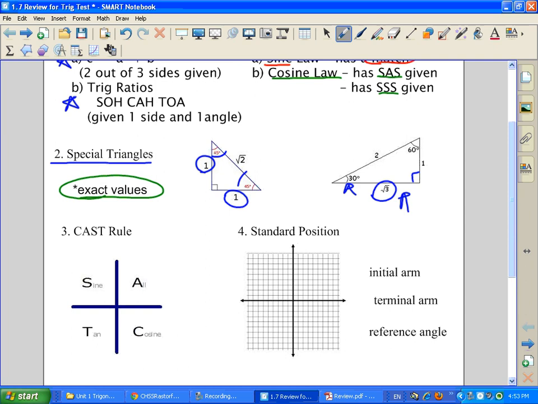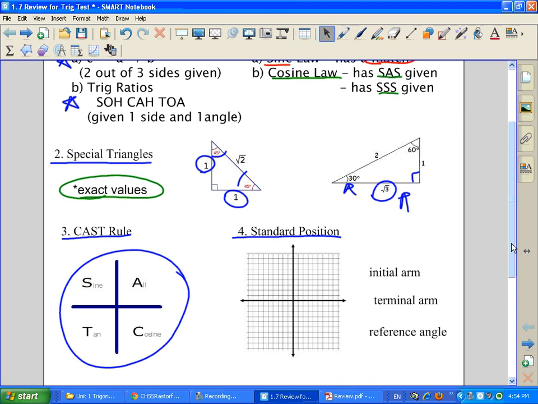All right. Third one was the CAST rule. Make sure you know how to do the CAST rule, and I would suggest as soon as you get your test that you draw your CAST rule so that it helps you figure out when each ratio is positive in each quadrant.